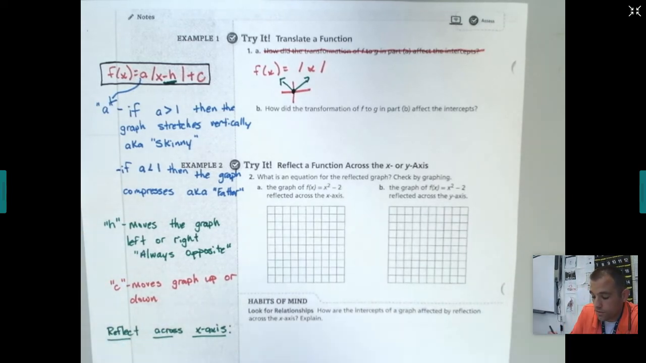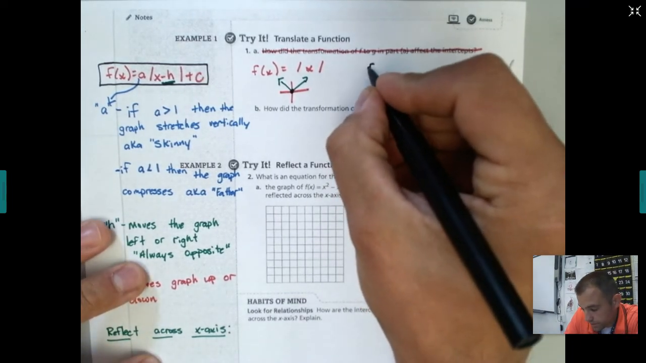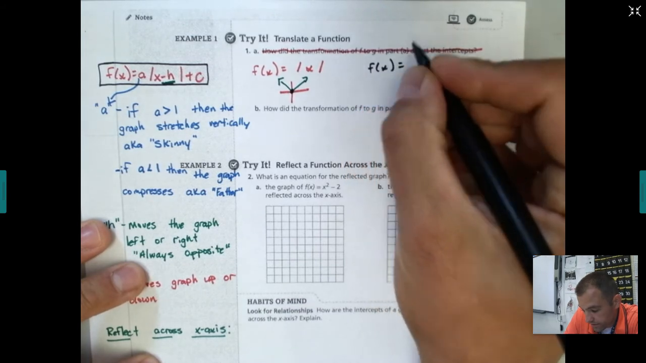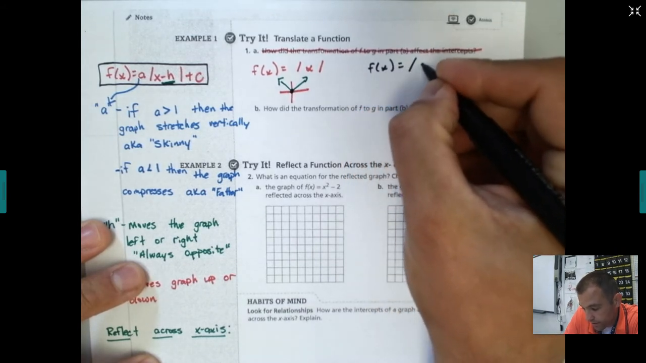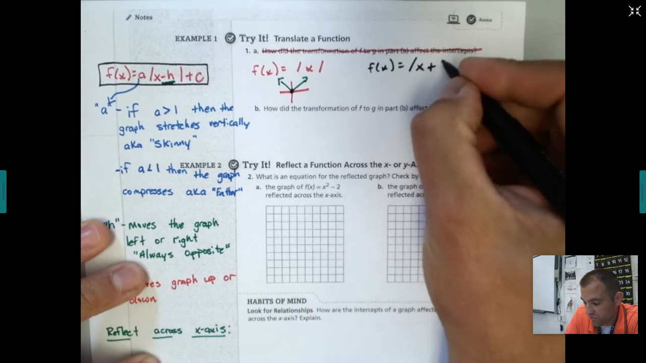Now let's say that I gave you a new equation, and I said f of x equaled the absolute value of x, let's say +4.